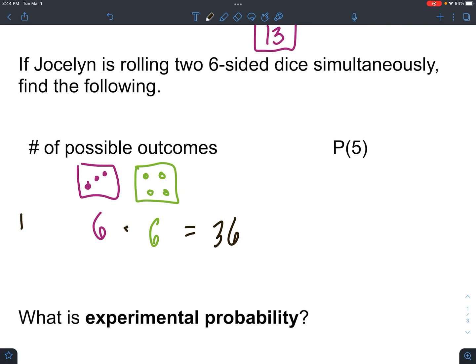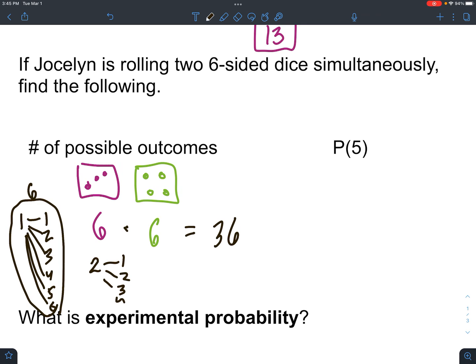Also, you could see this visually, right? Let's roll a 1 with purple, and then there's all 6 of these that can go with it, right? If you roll a 2, you could get a 1, a 2, a 3, a 4. You see? So each one of these clumps is 6, and there's going to be 6 of those. So those are all your outcomes.